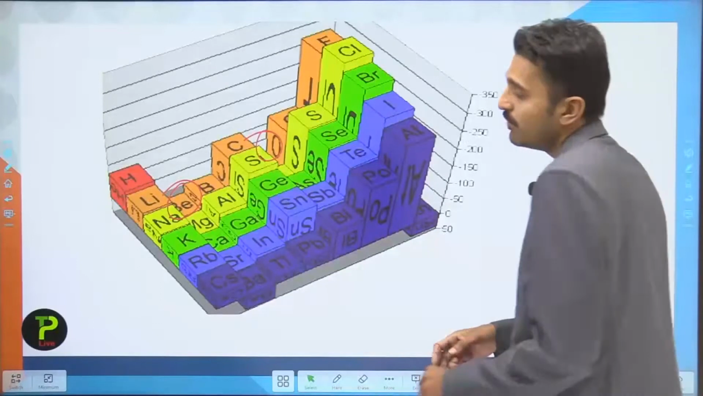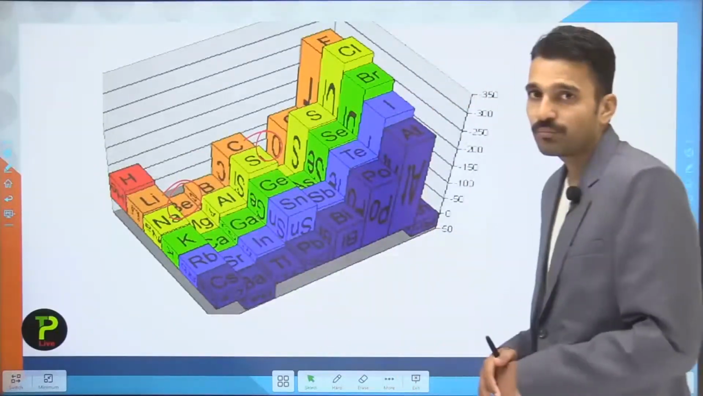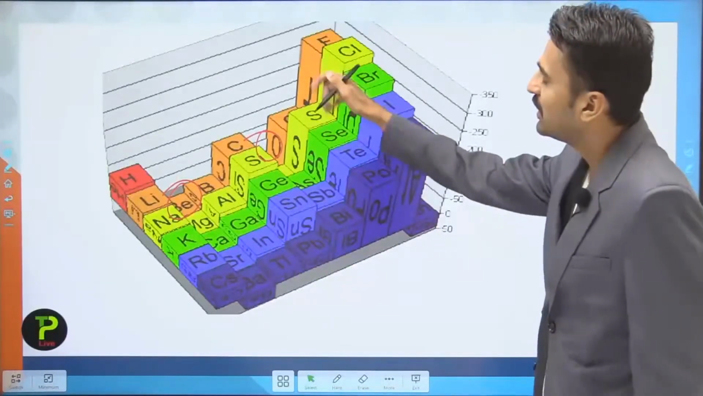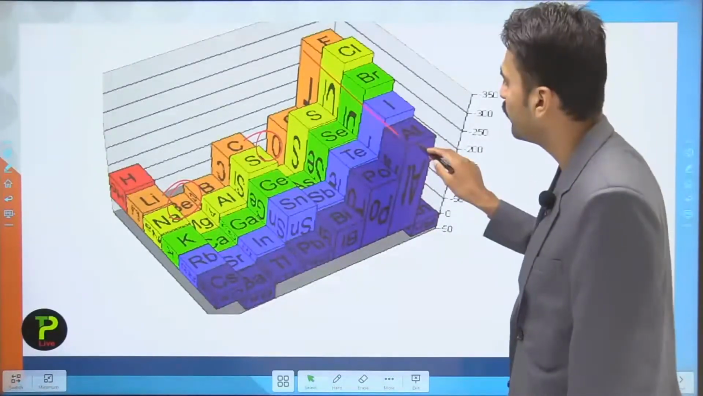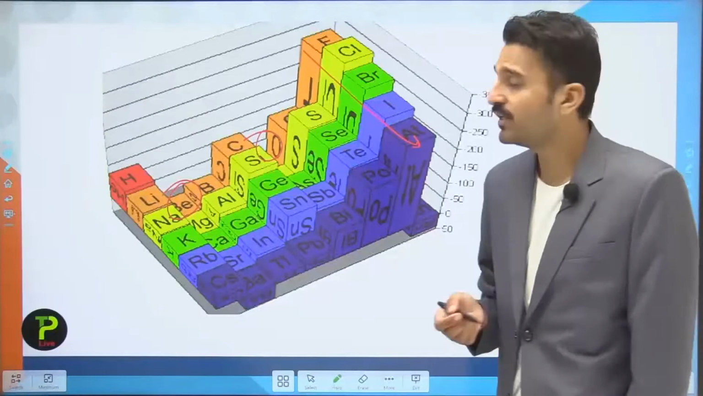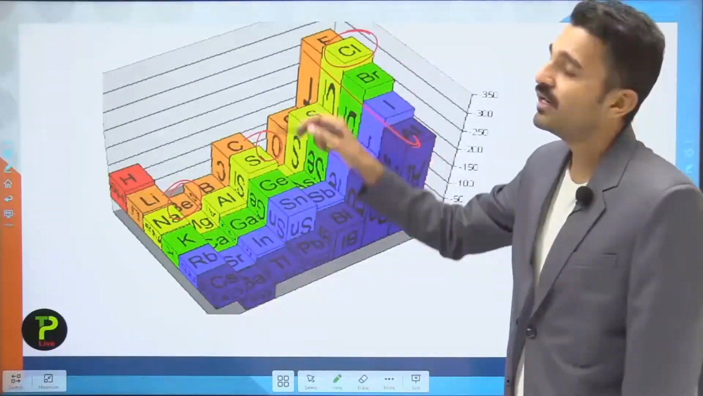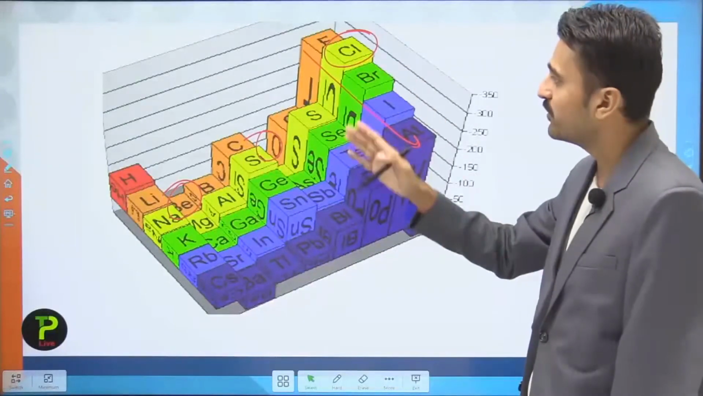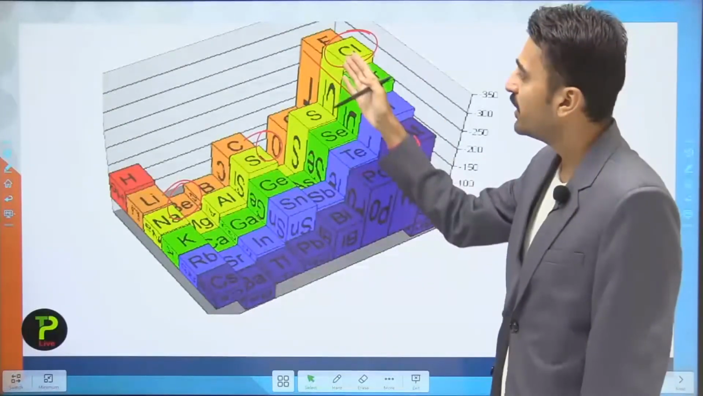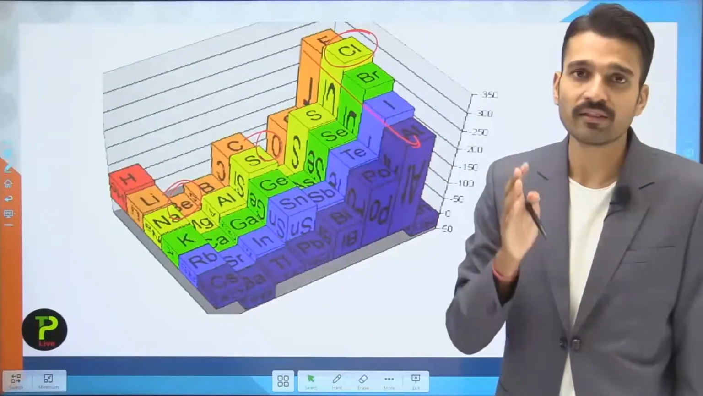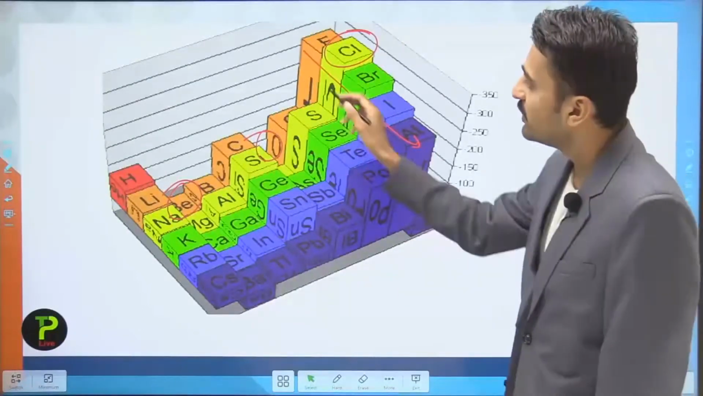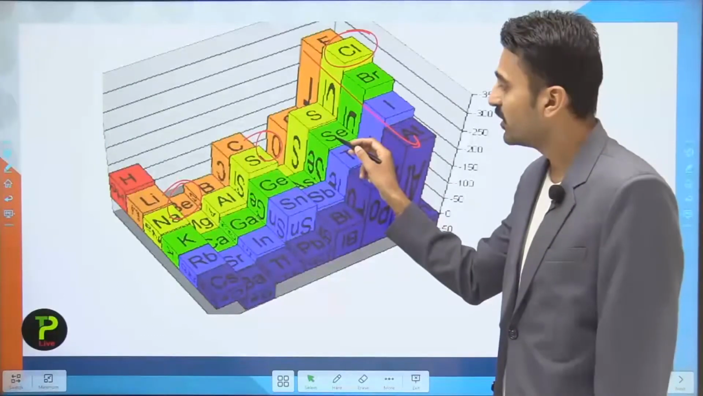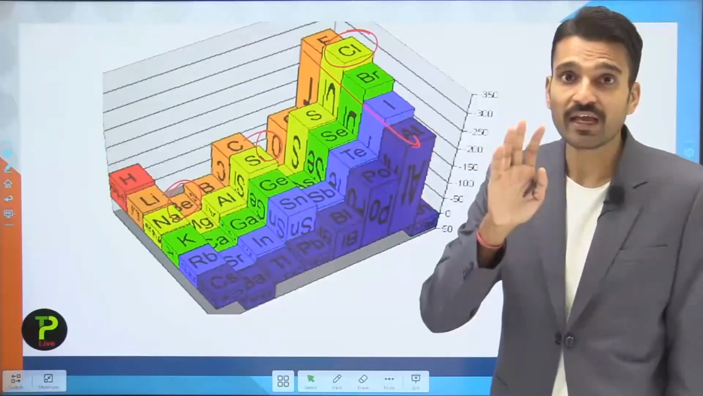Getting? While moving down a group, that is from top to bottom, here you can see clearly for fluorine, chlorine, bromine, iodine and astatine, the trend somewhat goes on decreasing, but chlorine is an exception, which has the highest amount of electron gain enthalpy. Or we can say these are the electron gain enthalpies for the second period and the third period. There is a difference, or there is an exception.